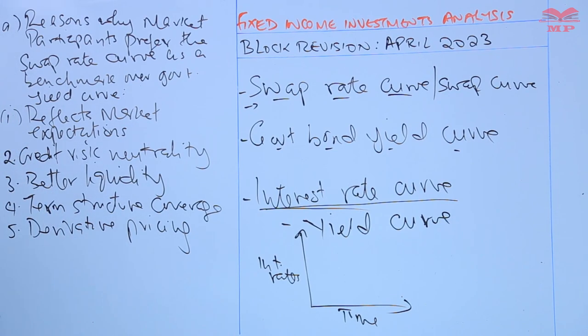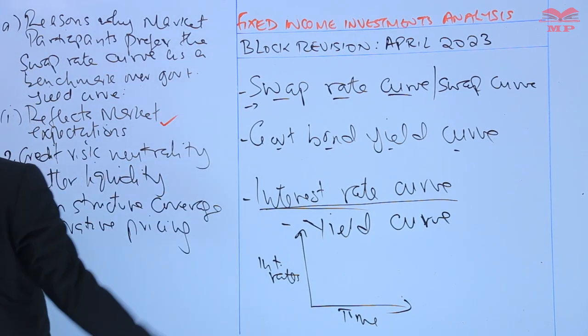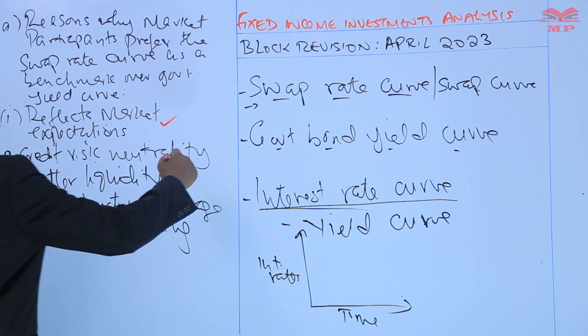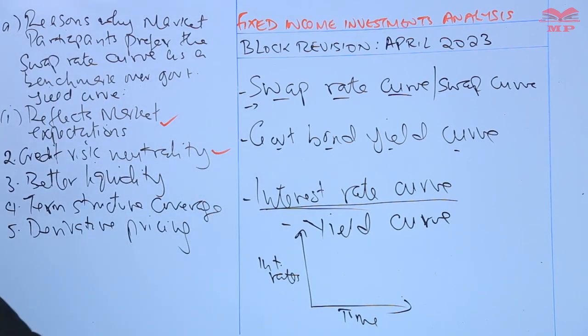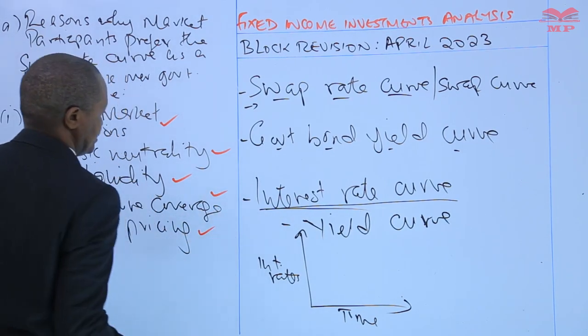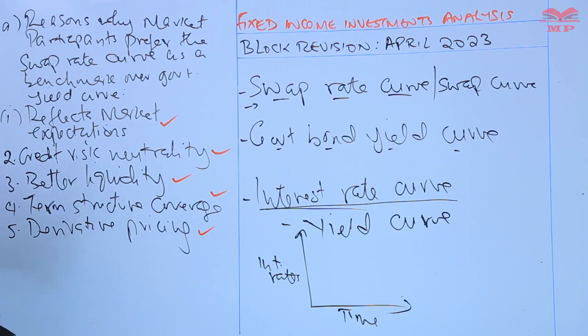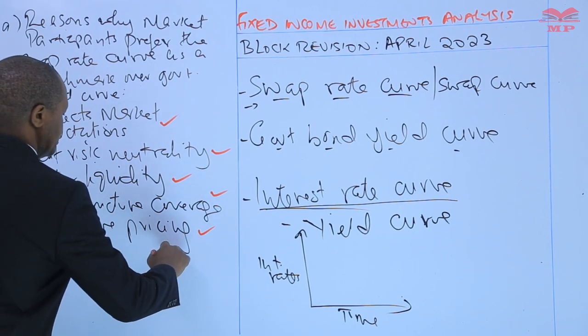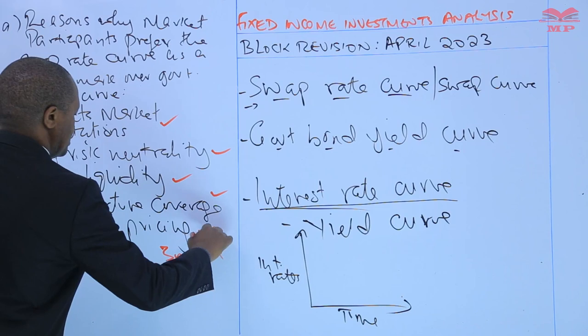So these are five reasons. Number one, the swap curve reflects market expectations. There's also a reason associated with credit risk neutrality, better liquidity, term structure coverage, and derivative pricing. So candidates were to give three. I've given you five reasons. Any three here would earn you the 3 marks.